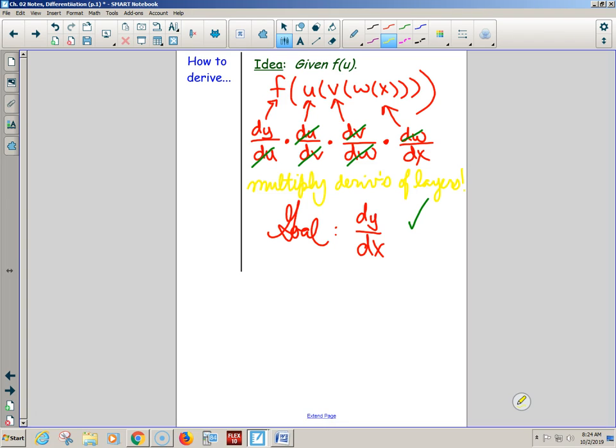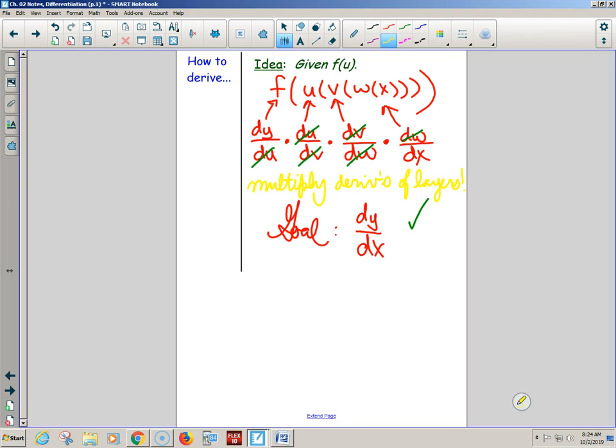F of g of h of j of x. It wouldn't use u's and v's, but in my head it just makes a little bit more sense to be using u's and v's. They would use a little bit different notation. We'll learn that notation so we can be ready for their problems when they come, but for right now we're just getting the idea. Let me go back to the one that we just did.